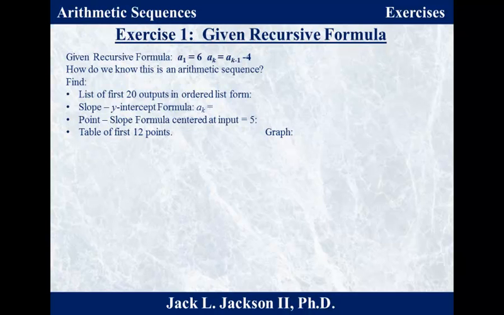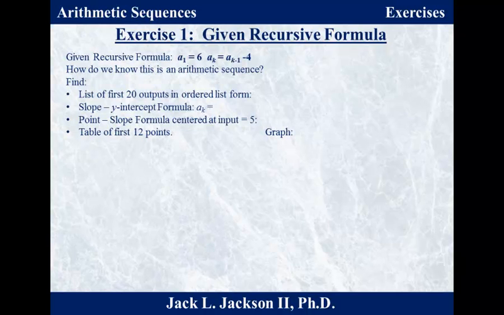So the first exercise, we're given a recursive formula. In this case, the recursive formula is a1 equals 6 and ak equals a sub k minus 1 minus 4. How do we know this is an arithmetic sequence? From this, how can we tell just by looking at it that it is arithmetic?